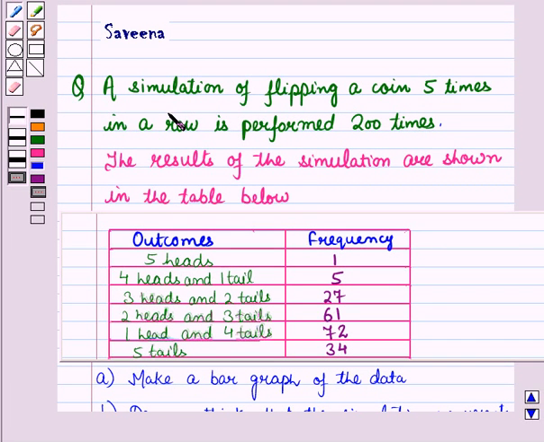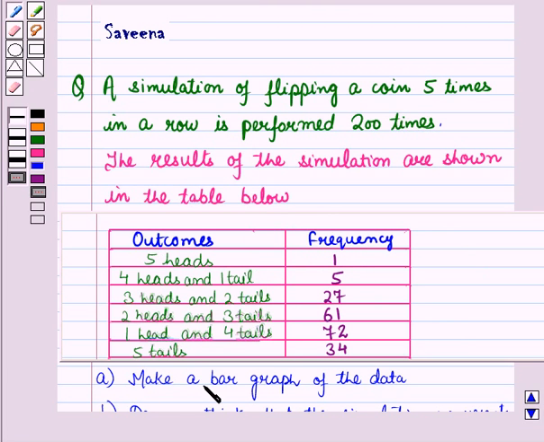In this session, we'll discuss a question which says that a simulation of flipping a coin 5 times in a row is performed 200 times. The results of the simulation are shown in the table below. In this table, in the first column, outcomes are given to us, and in the second column, the corresponding frequencies of various outcomes are given to us.